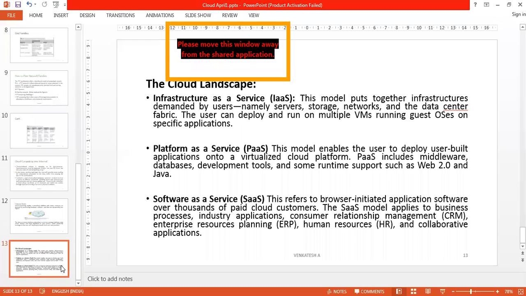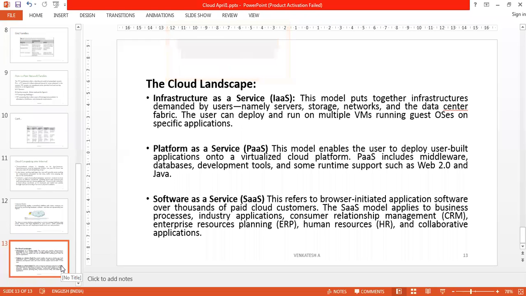Okay, so by this we are ending the concept of models for distributed and cloud-based systems. Okay, so any doubt in this?